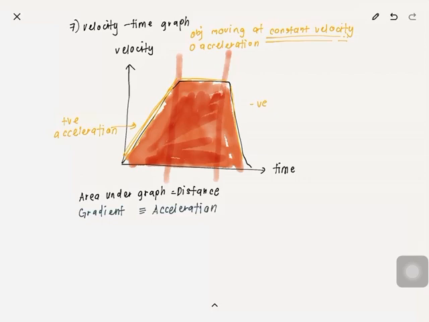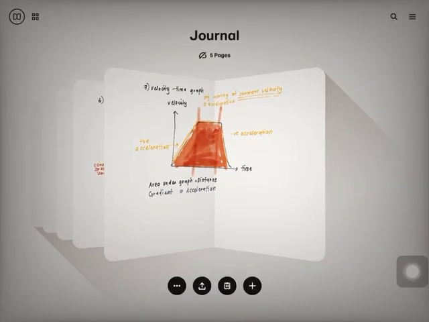And finally, the last part of the graph, the downward slope, represents negative acceleration, or in other words, deceleration, which means that the velocity is decreasing.